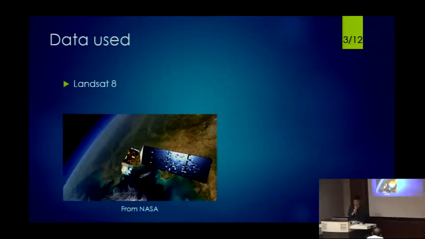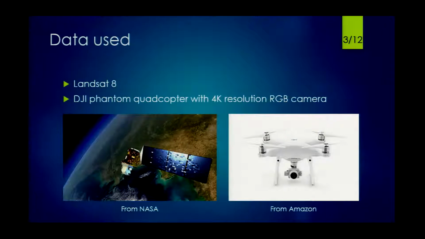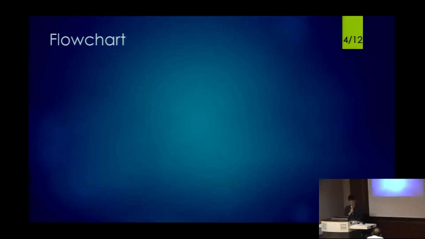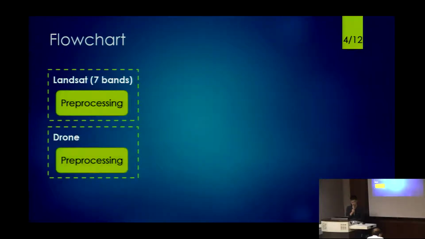The data they use: first, they use Landsat 8. This is from NASA. And second, they use a DJI drone with a 4K resolution RGB camera. And next is the flow chart. First, we have two inputs. Both inputs need pre-processing, and then they segment every big picture into sub pictures, and process every sub picture.